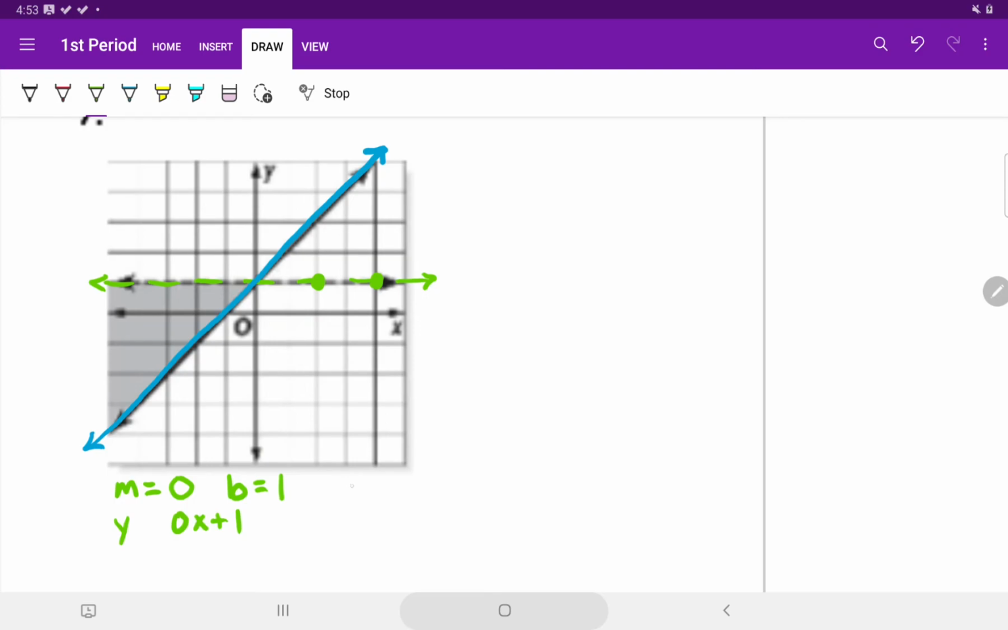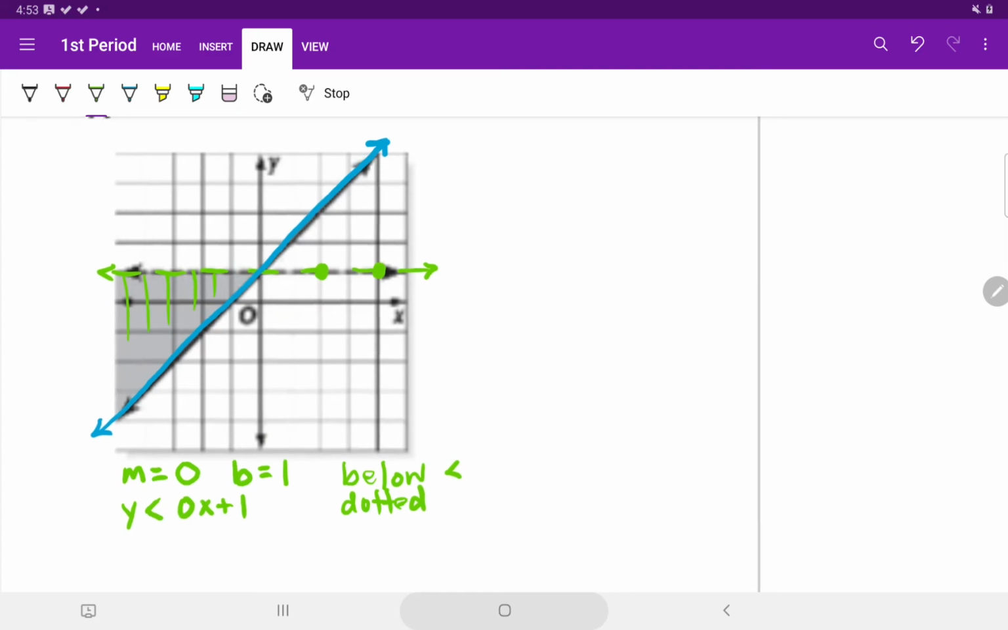Instead of equals, though, we need to figure out what type of an equality symbol to use. So we have shaded this below the line, and the line itself is dotted. So the below gives us a less than, and the dotted does not give us an equal to component, so this is the symbol we use.